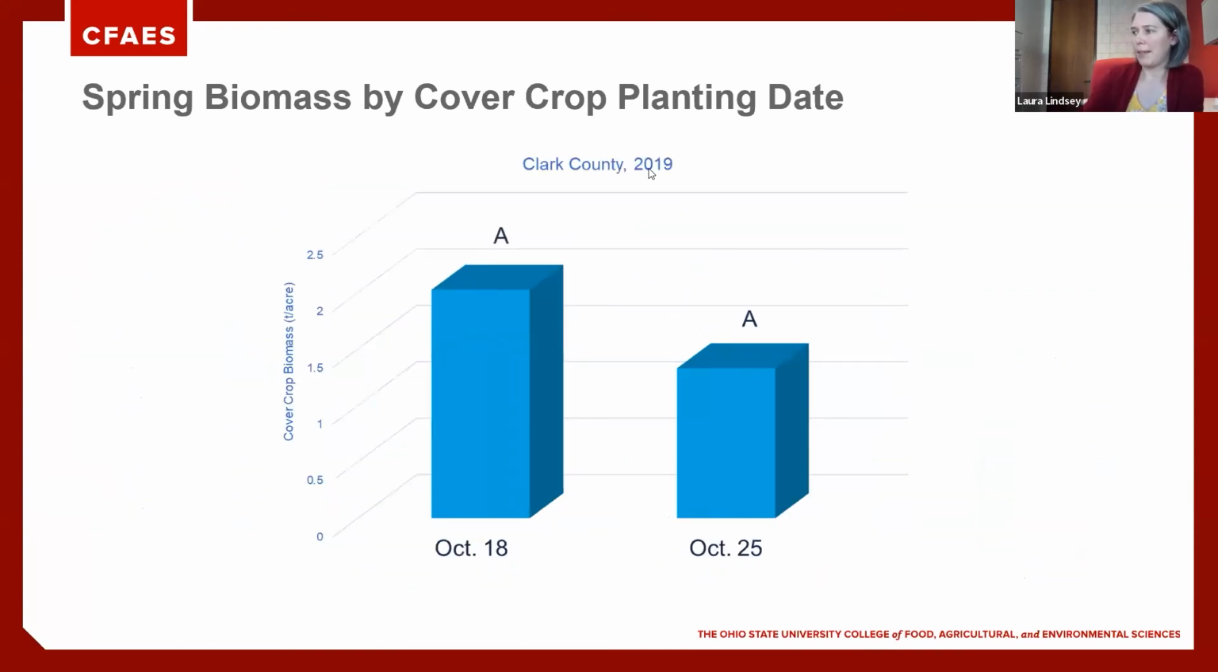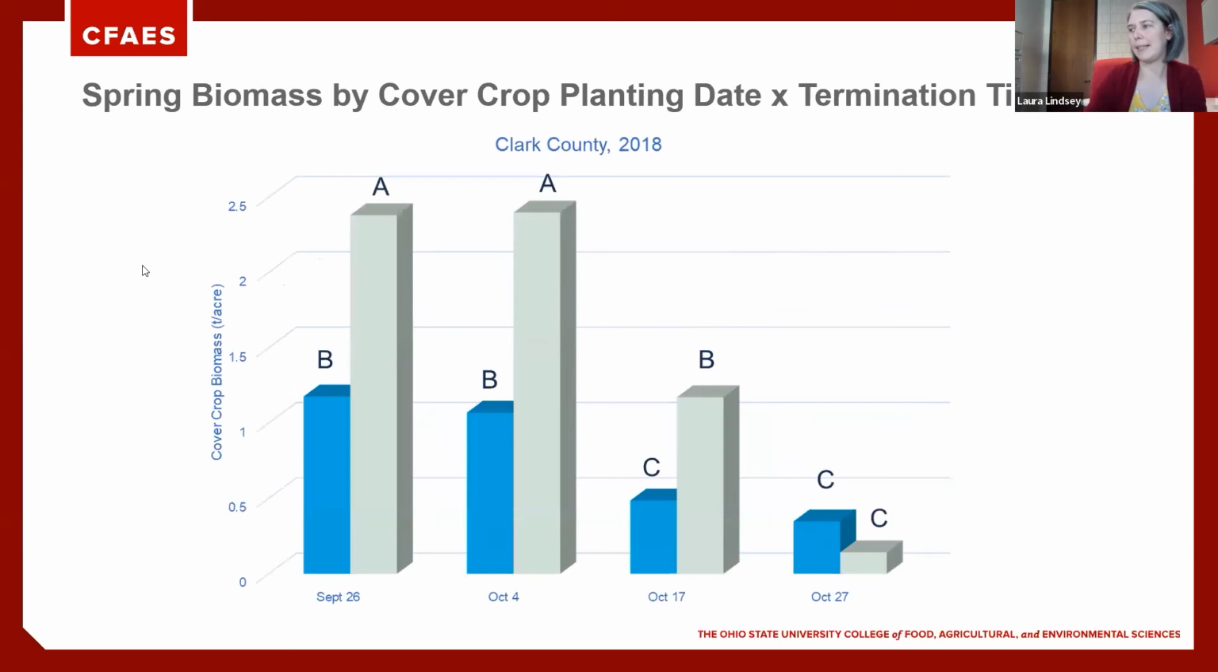Clark County, this is in 2019. We only had 2 planting dates for our cover crop in 2019 because it was hard to plant fall of 2018. Biomass was the same for those 2 October planting dates. And then the year before in Clark County in 2018, we had a planting date and termination timing interaction. So I'm showing both here. But basically what we see here, our early terminated is in blue, and our late terminated is in, I guess that's a gray color. But overall, there is a reduction in cover crop biomass as we plant that cover crop later until you have that very last planting date, and cover crop biomass was the same.